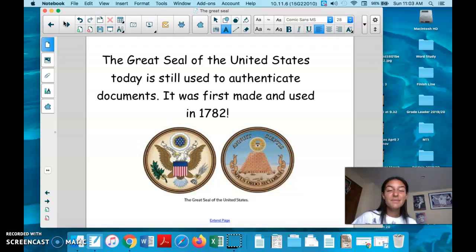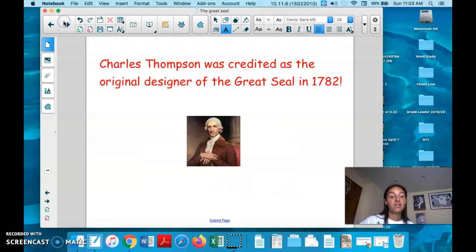It was first made and used in 1782, boys and girls. 1782, that's so long ago. Charles Thomson was credited as the original designer of the seal in 1782. That's him right there.